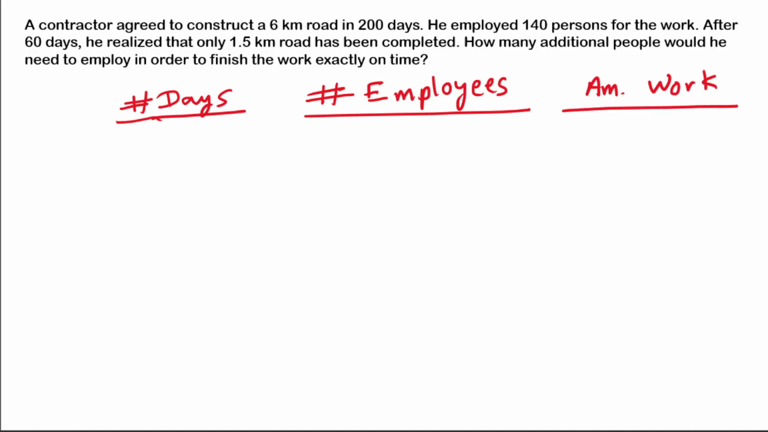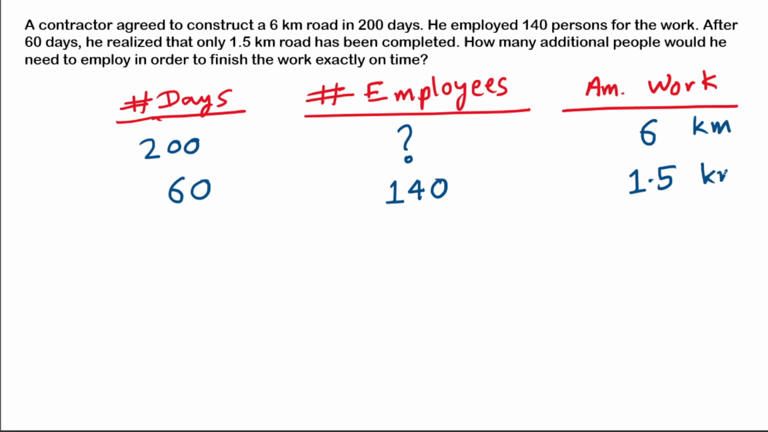So what does the contract say? The contract says that the contractor has to build a 6 kilometer road in 200 days. He is free to choose however many employees he wants. Now what happens is, he has employed 140 people, and in 60 days he has completed 1.5 kilometer of work. This is in kilometers.